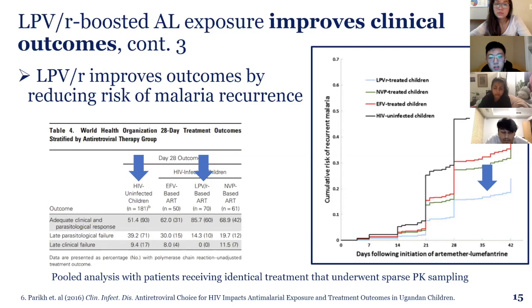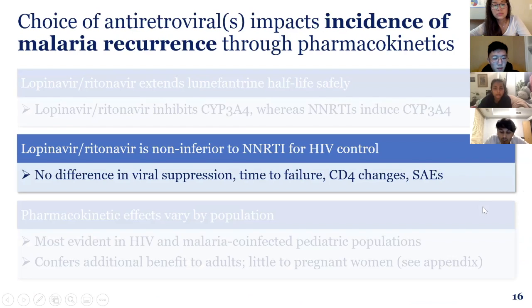And then this is just another way of representing that it reduced the risk of malaria recurrence. We're looking at this light blue trace, which is much lower than the negative control and the others that received antiretroviral therapy. Great, so we've shown that lopinavir-ritonavir can increase the terminal half-life of lumefantrine, and thus confer protection against recurrent malaria.